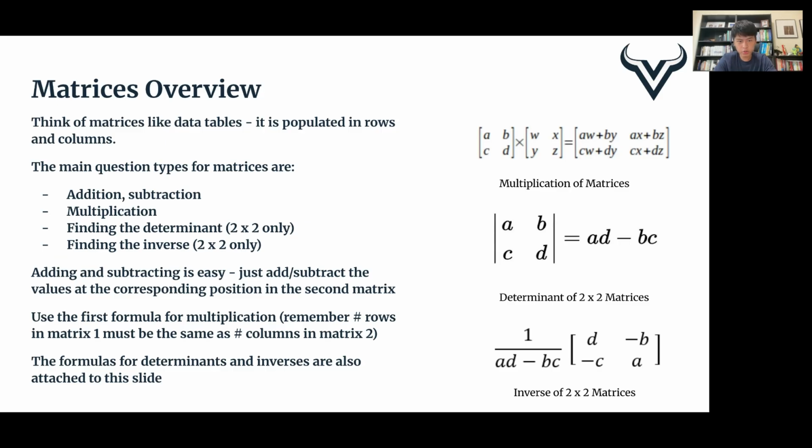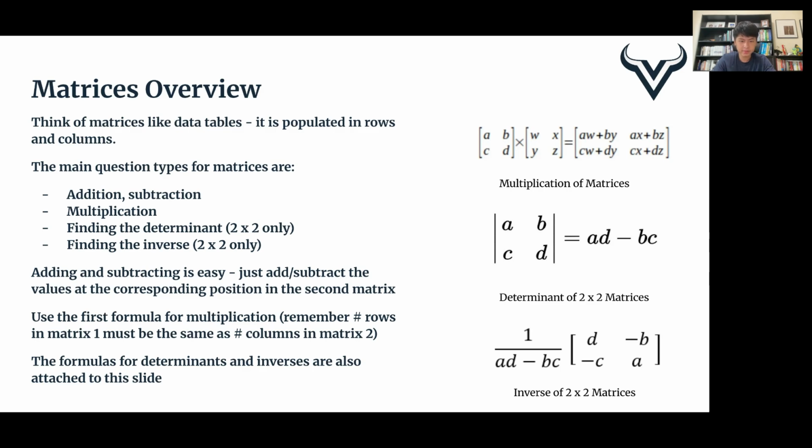Next, let's move on to matrices. So think of matrices sort of like data tables, because they are populated in both rows and columns. The main question types for matrices are addition, subtraction, multiplication, finding the determinant, and finding the inverse. For the determinant and inverse, they will not ask you to find it for matrices bigger than 2 times 2, so you only need to know the formulas and strategy for 2 times 2.